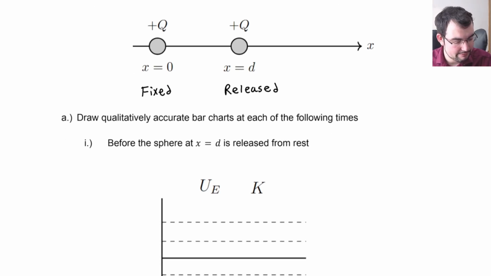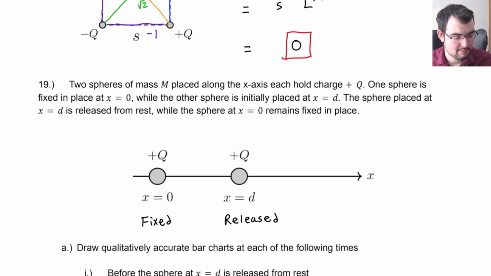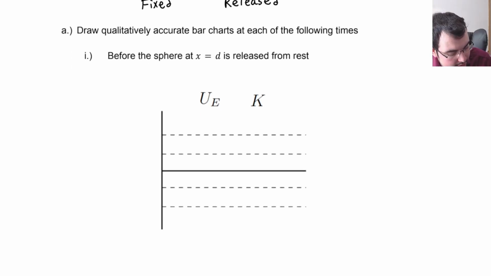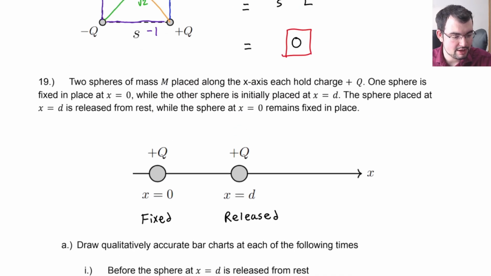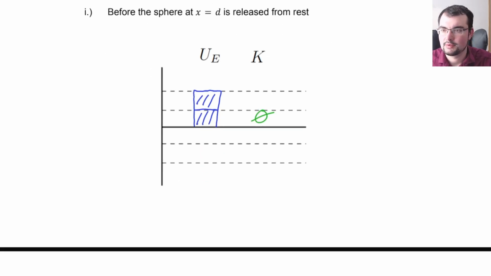First, before the sphere is released from rest, of course, they're going to have electric potential energy between them because they're not infinitely far apart. And it's going to be positive because they're like charges. It cost me energy to bring them together. And before the spheres are released, none of them are moving, so there's no kinetic. So my energy budget is 2 positive bars.